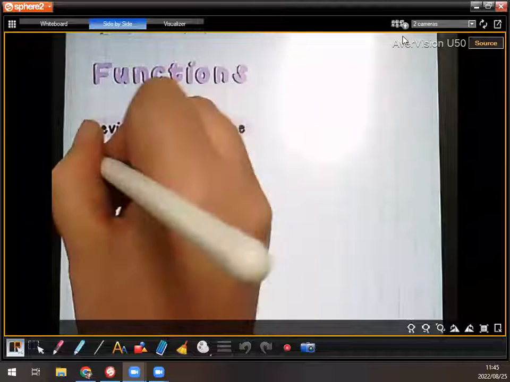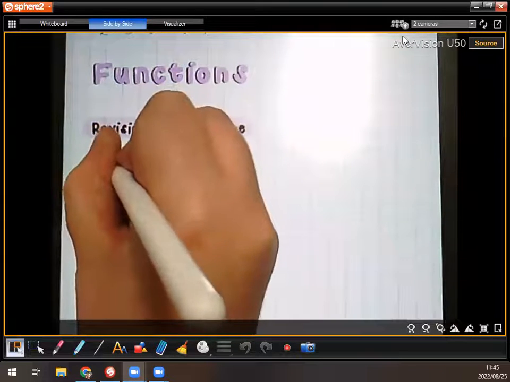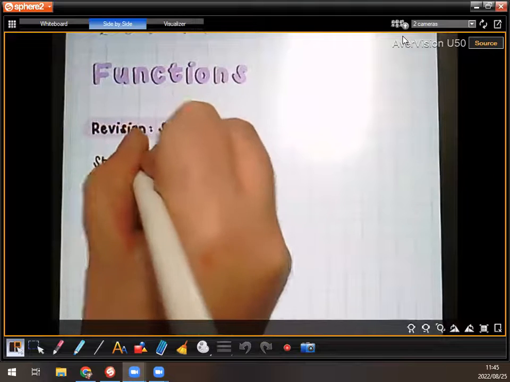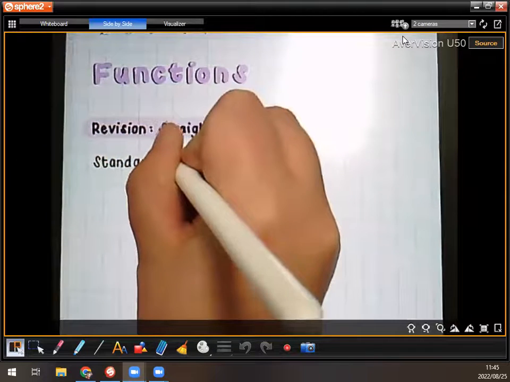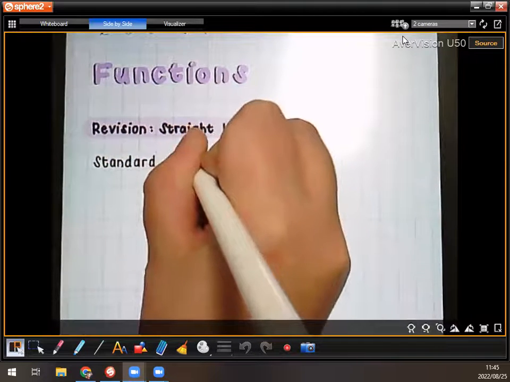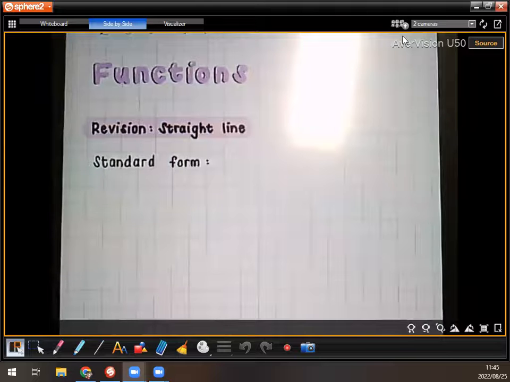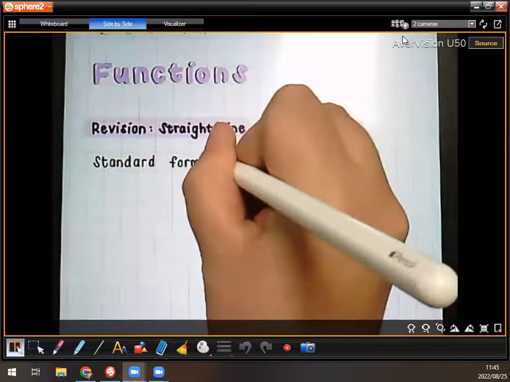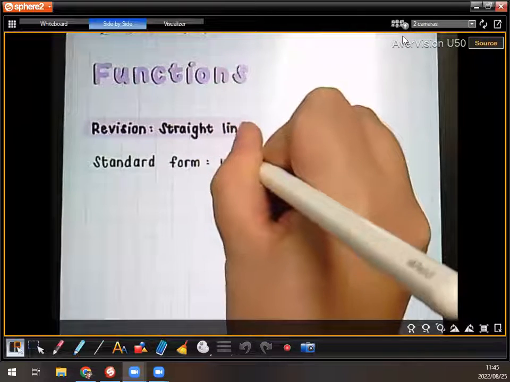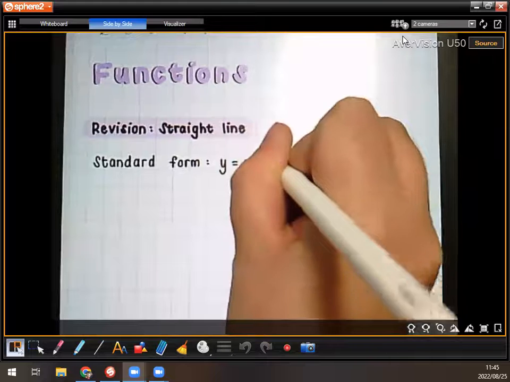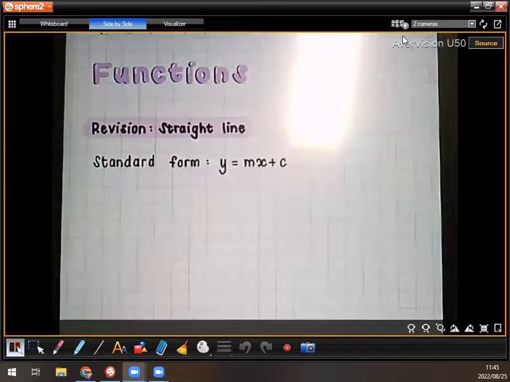Can anyone remember the standard form? A, C, something like that. I'm going to give you a hint. It starts with Y equals. Y X plus C.